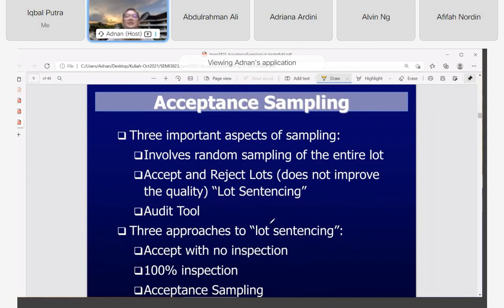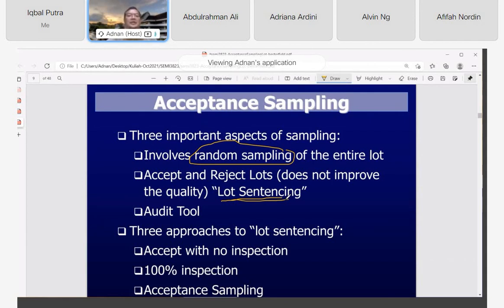Okay, three important aspects of sampling. It must involve random sampling, so we must know how to implement random sampling. We must know decision making, accept or reject. This is what you call lot sentencing. Acceptance sampling does not improve quality, it's basically for decision making. Improving quality is done through monitoring using control charting, where you know the diagnosis, you know the patterns, you go to the process and improve it. But acceptance sampling is not for improving, it's basically for decision making.